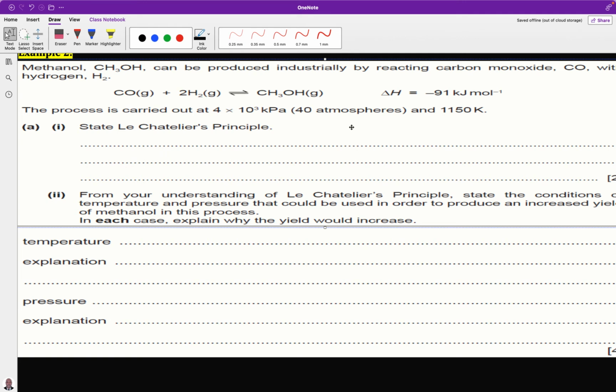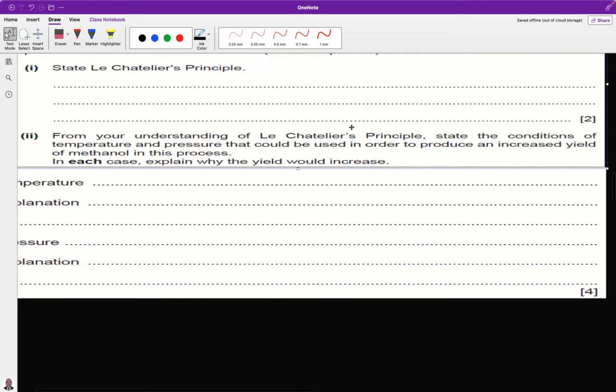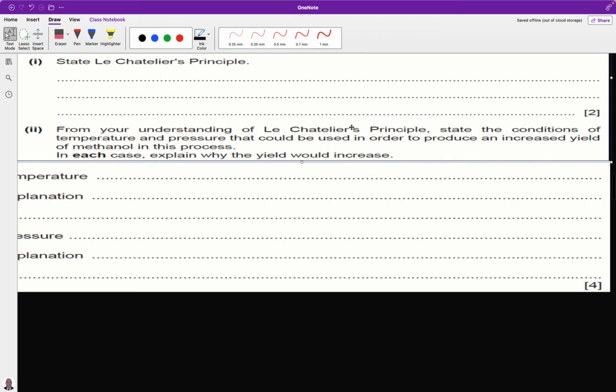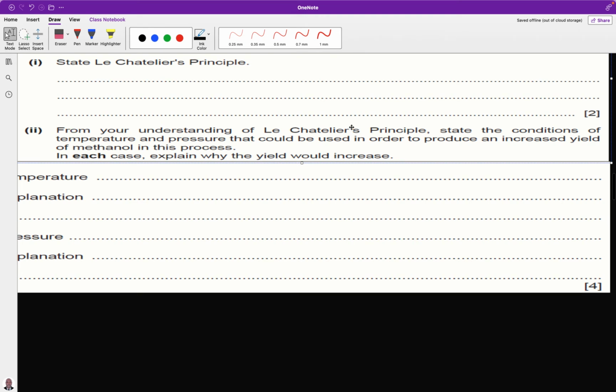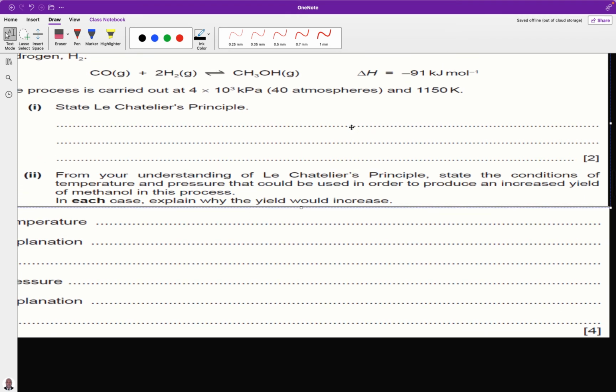We have stated that. Once more, Le Chatelier's principle states that if a system in equilibrium is subject to any change, the system must react to oppose the change, thus establishing a new equilibrium. B. From your understanding of Le Chatelier's principle, state the condition of temperature and pressure that could be used in order to produce an increased yield of methanol. In each case, explain why the yield will increase.